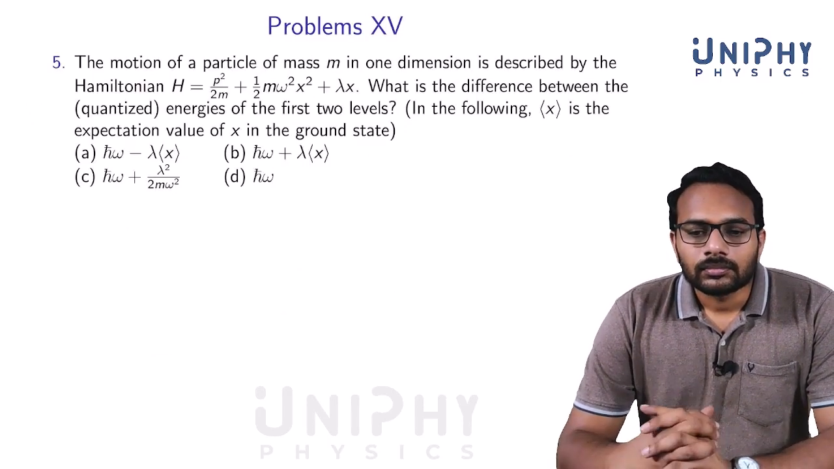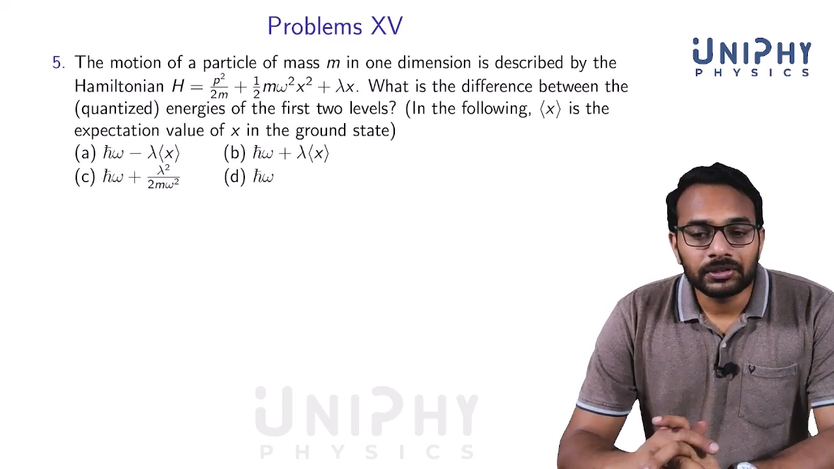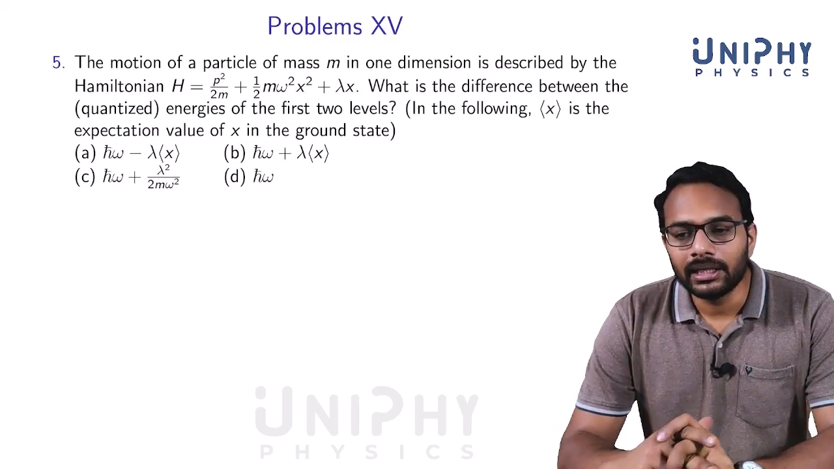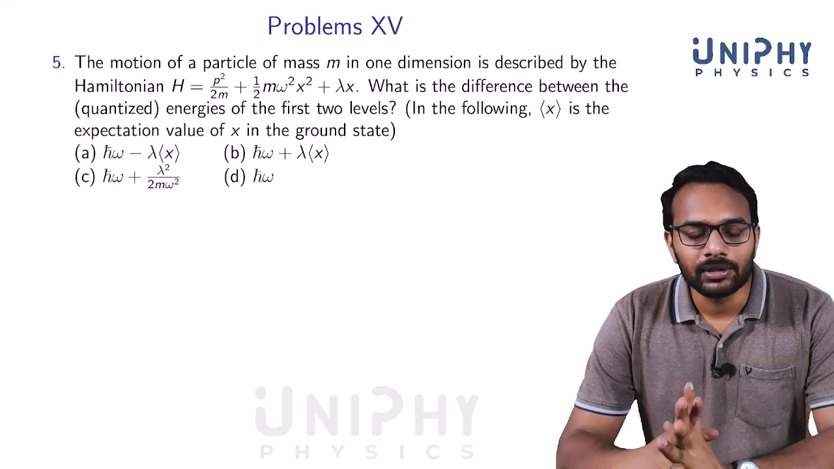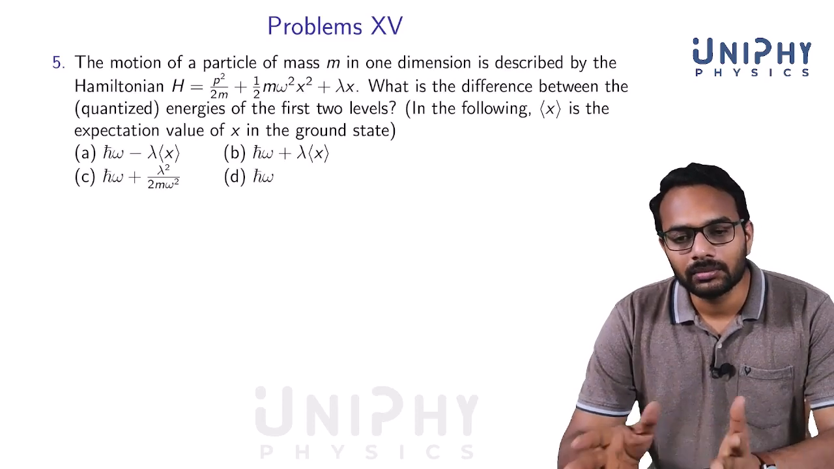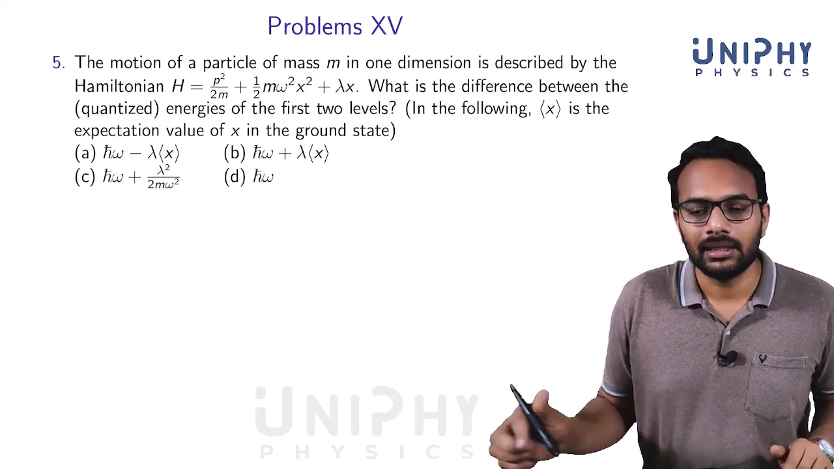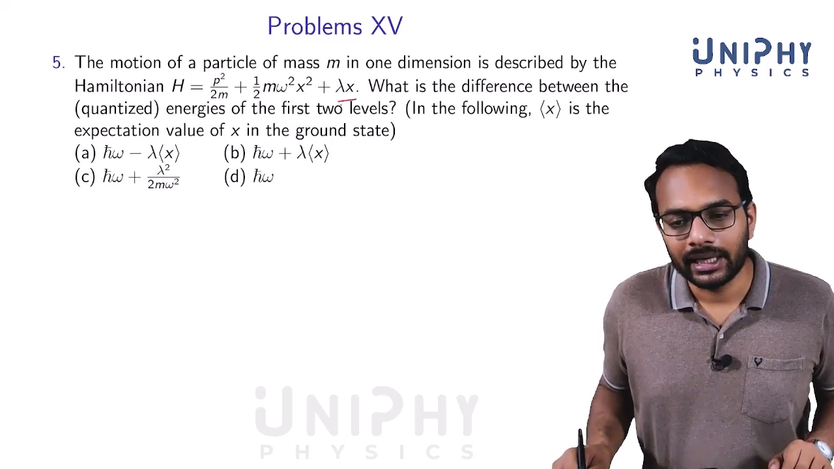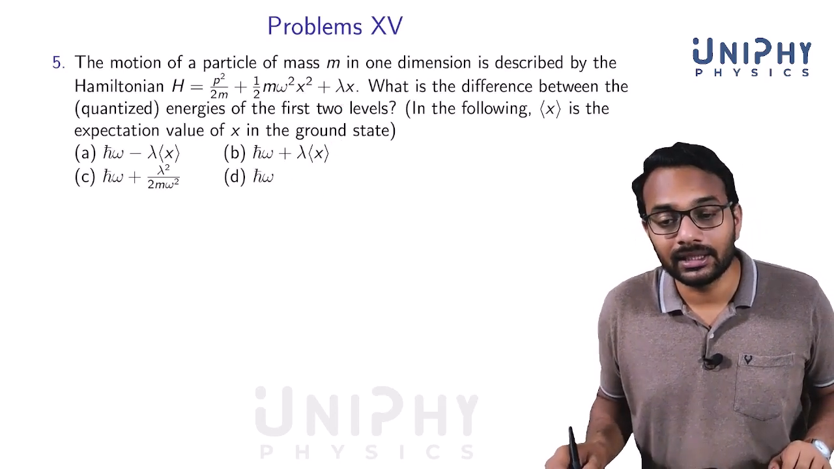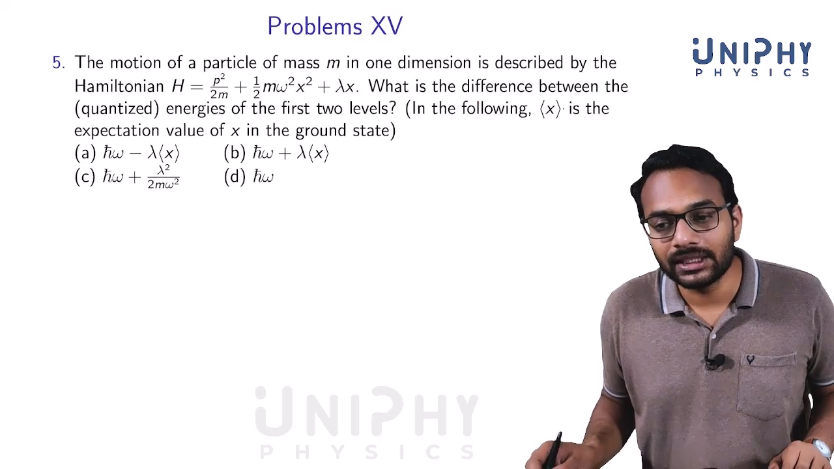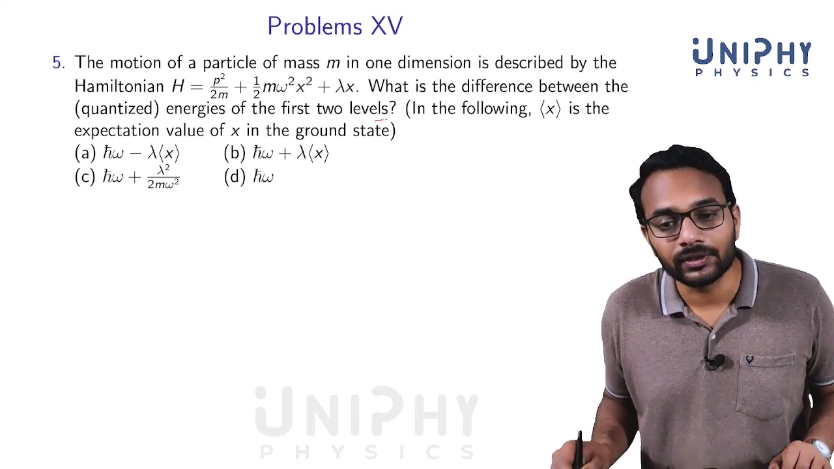Now, what do we have here? The motion of a particle of mass m in one dimension is described by the Hamiltonian H equal to p square by 2m, a harmonic oscillator potential, plus lambda x. Again, this is a previous question. Here they have asked, what's the difference between the energies of the first two levels?